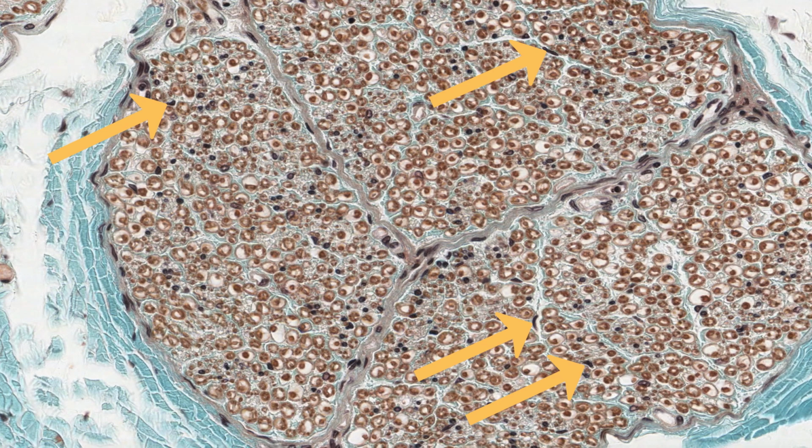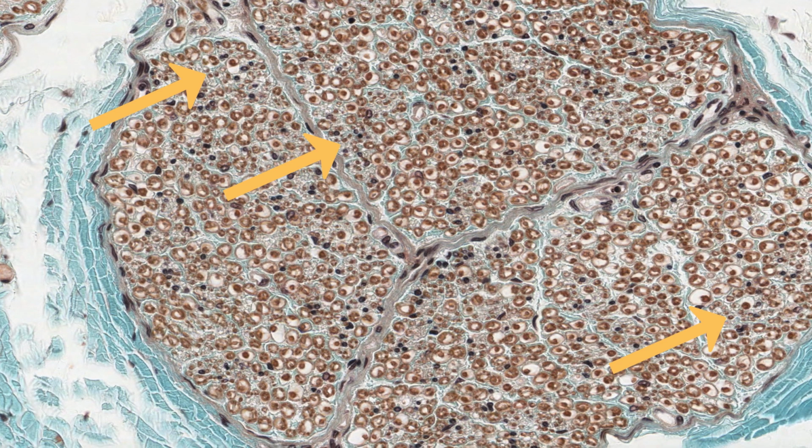Small axons are not wrapped up in a myelin sheath. Instead, they're grouped in clusters and surrounded by the cytoplasm of Schwann cells.